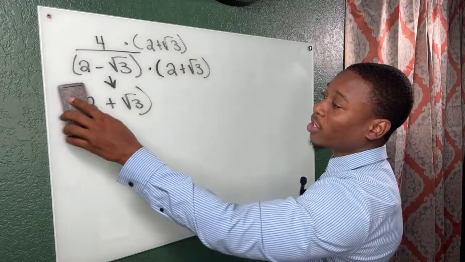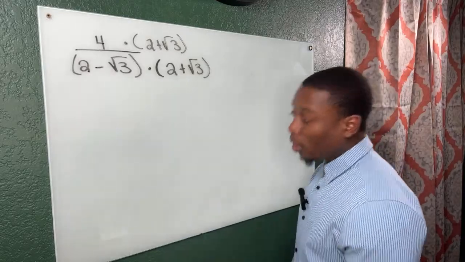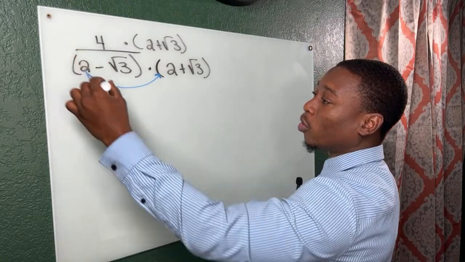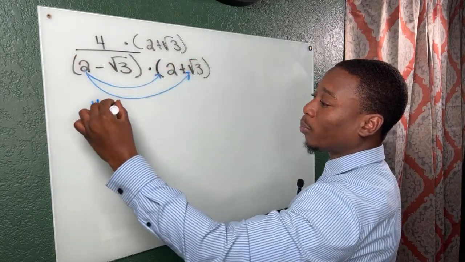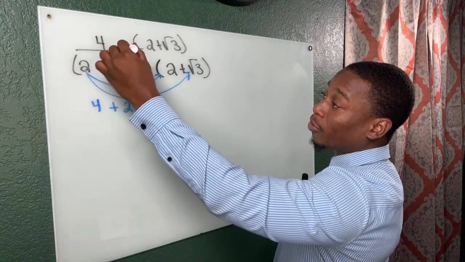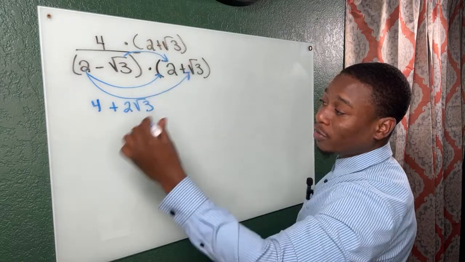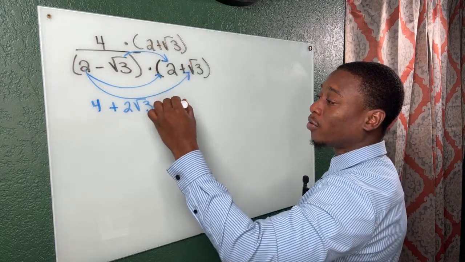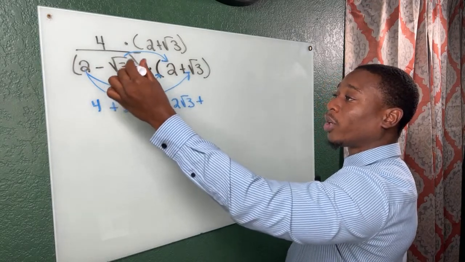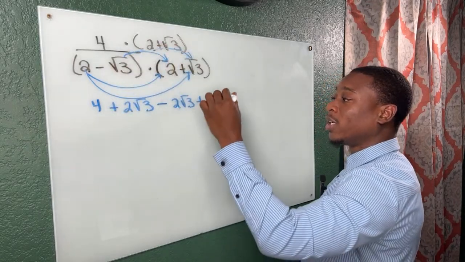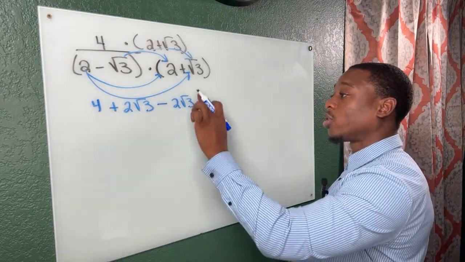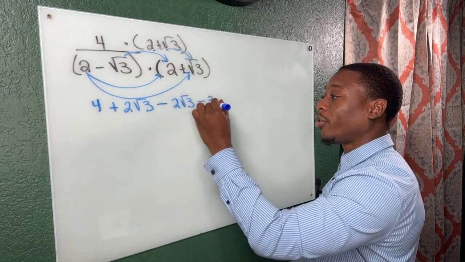So let's just erase this conjugate right there, right? So we multiply 2 and 2 to get 4. Then we multiply 2 and radical 3 to get plus 2 radical 3. Then we multiply negative radical 3 and positive 2 to get negative 2 radical 3. And then we know negative radical 3 times radical 3 is just going to be that same number without the radical. So we're just going to put minus 3.